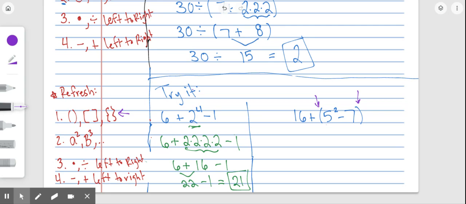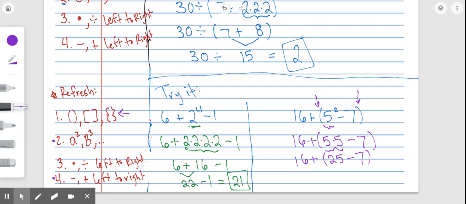So when I look at my order of operations, I know things to an exponent come before things that are subtracted. So I need to do this 5 squared first. 5 squared is 5 times 5. And just like I did in the example, I'm going to just rewrite everything because I don't want to forget anything. Okay? Not done with the exponent yet. 5 times 5 is 25 minus 7. And then keep the parentheses because I haven't finished everything inside the parentheses yet.